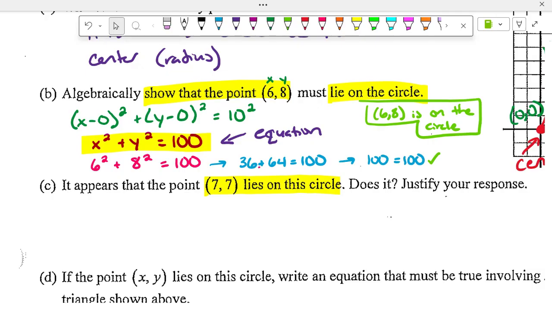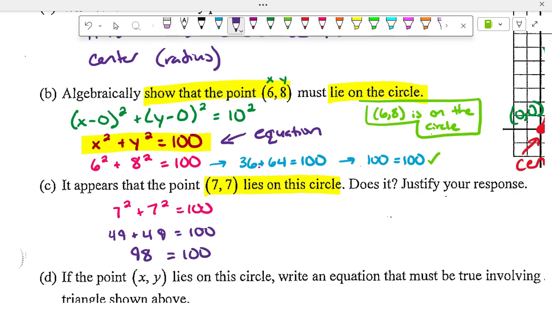All right, you guys ready? Does 7, 7 lie on the circle, yes or no? No. If I plug in the 7s for x and y, I have 7 squared plus 7 squared, which should equal 100. Well, what's 7 squared? 49. 49 plus 49 is 98. Is it true that 98 equals 100? Nope. So it's not on the circle.